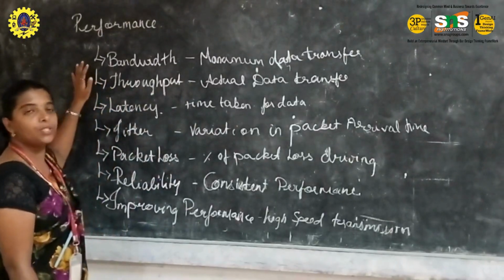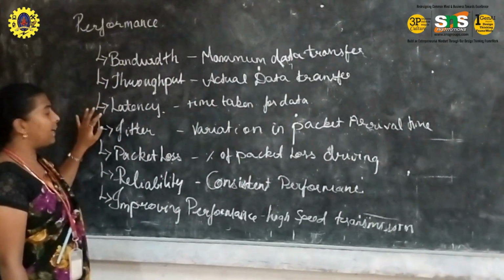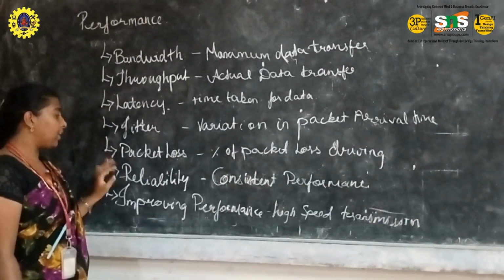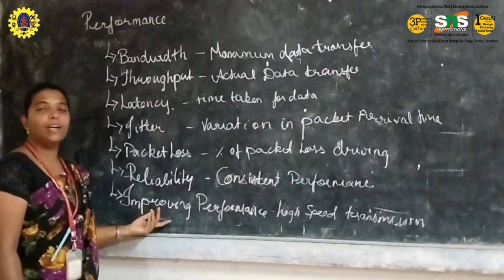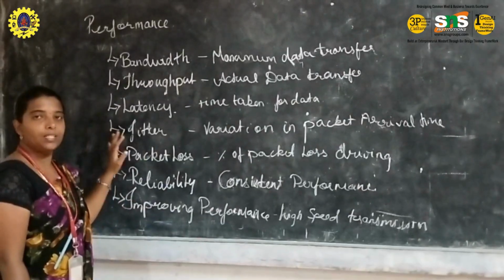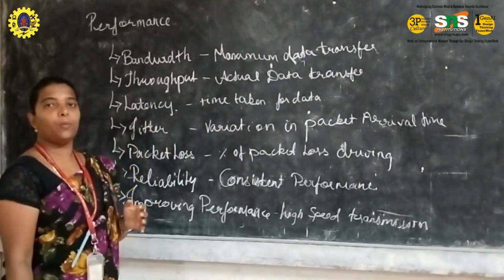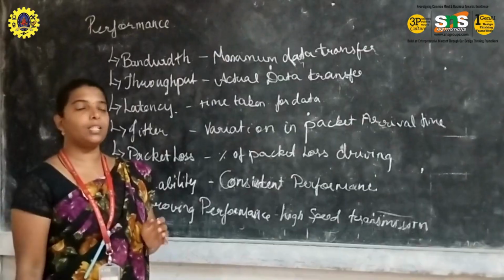The first things we are going to see are bandwidth, throughput, latency, jitter, packet loss, reliability, and improving performance. With these we can judge how well networks perform and use their bandwidth.